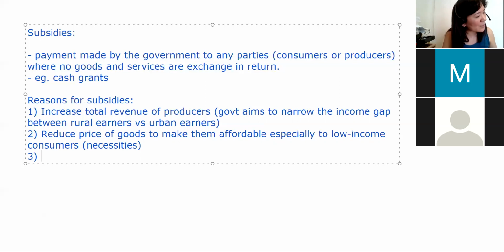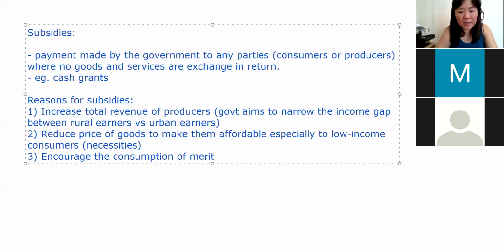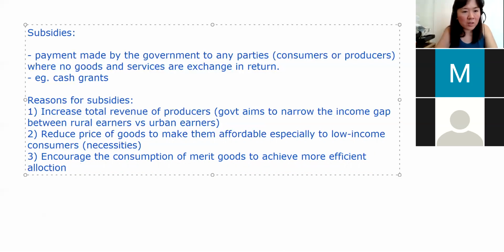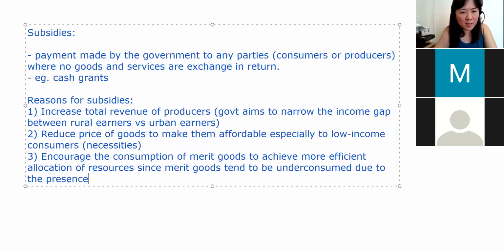Some other reasons could go back a little to market failure, where subsidies help to encourage the consumption of merit goods, to achieve a more efficient allocation of resources, since merit goods tend to be under-consumed due to the presence of positive externalities. So this can be one other reason.